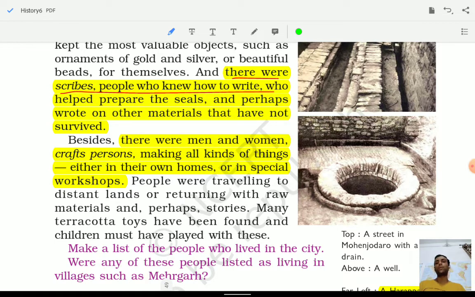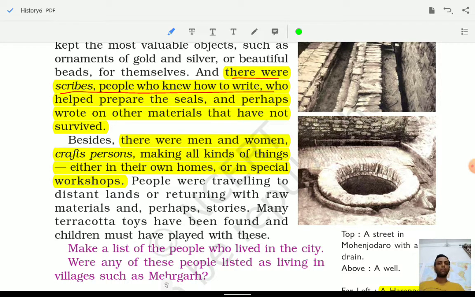So these were described as people who knew how to write. So who were the scribes? People who used to write, and who were able to understand as well. Somebody who understood, then only would they be able to write any script. So they were the scribes who had to prepare the seals, because many seals have been found. On those seals different types of images have been inscribed, and perhaps they wrote on material that has not survived. Though more than 3000 seals have survived, the seals which did not survive must have been made of a different type of material.